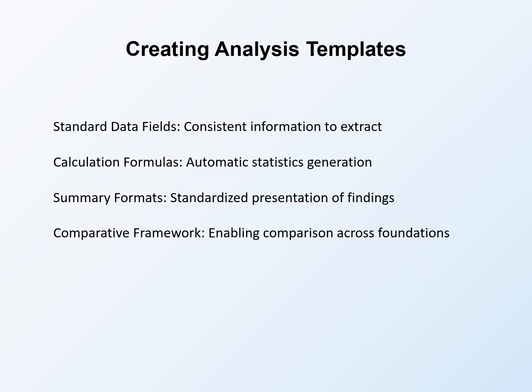Standard data fields identify what information to extract from every grant list. Your template might include total grants, total amount, median grant, largest grant, smallest grant, number of unique recipients, geographic distribution summary, and support type breakdown.